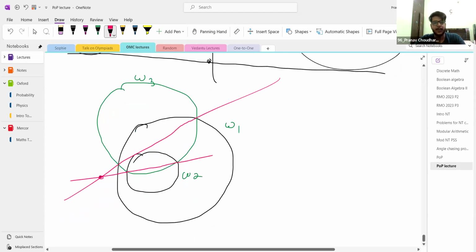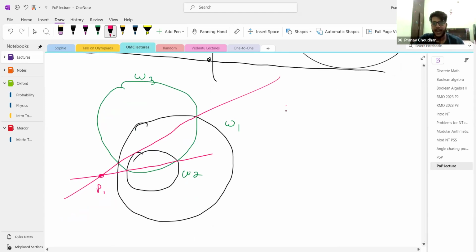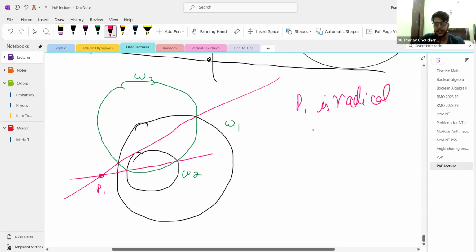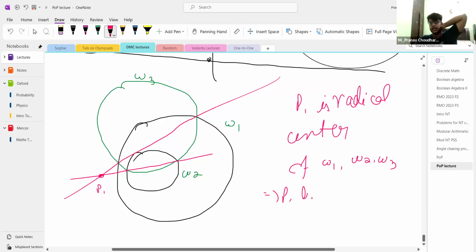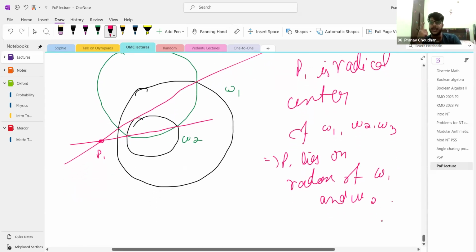Let's call this point P1. So by radical center, P1 is the radical center of omega 1, omega 2, omega 3, which means P1 lies on the radical axis of omega 1 and omega 2. So I have constructed one point which lies on the radical axis.